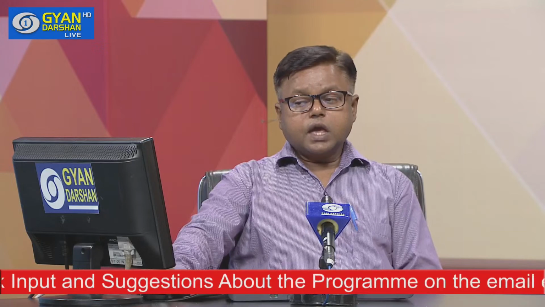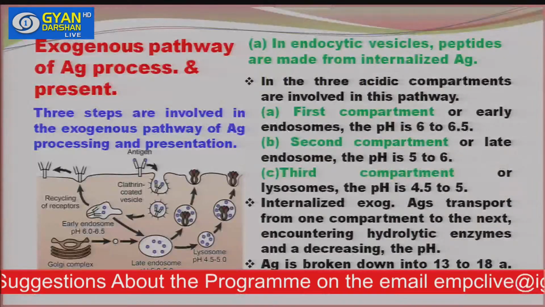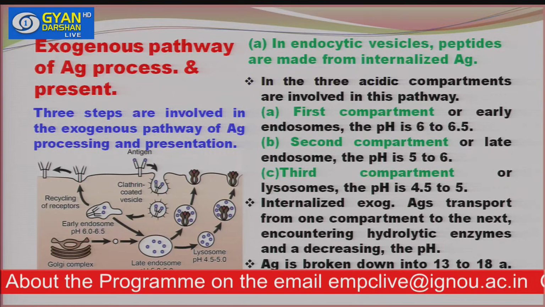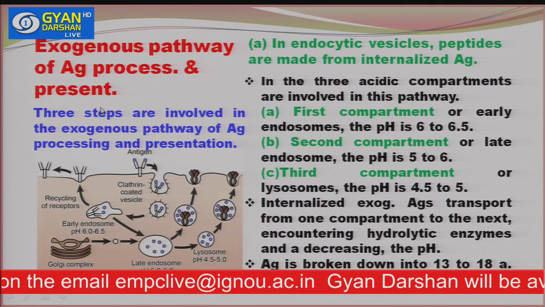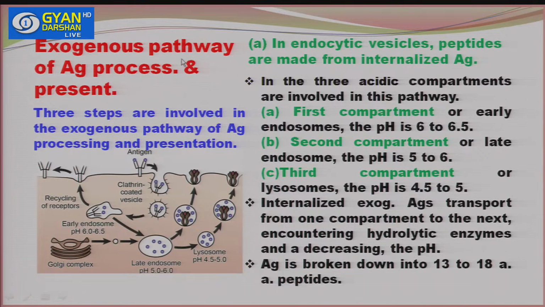I want to discuss the exogenous pathway of antigen processing and presentation. In this case, there are three steps involved in antigen processing and presentation. The first one is that endocytic vesicle peptides are made from the internalized antigens. In this, three acidic compartments are involved. In this pathway, the first compartment, you can see here, is the early endosome. Here are the antigens.